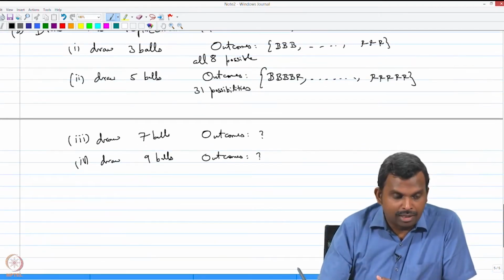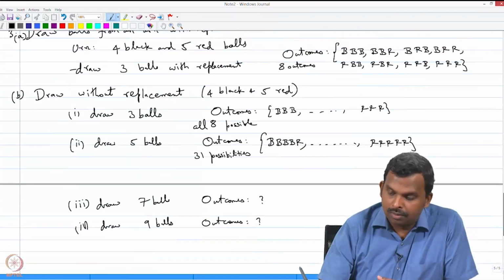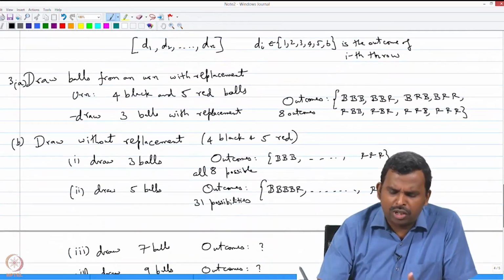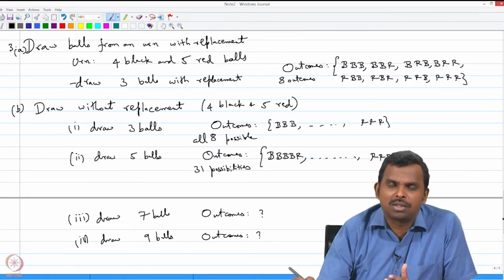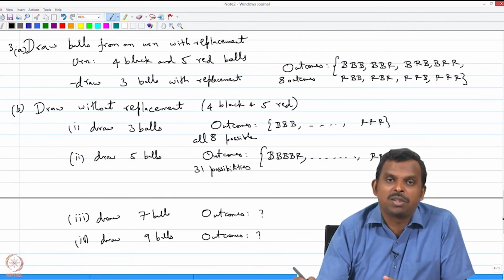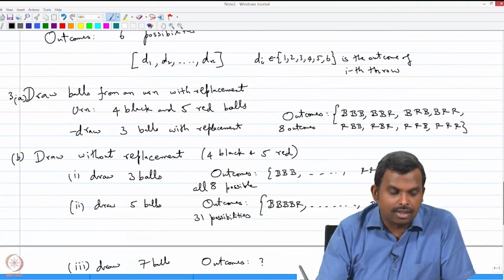The same thing happens in a pack of cards. The pack of cards is even more complex. There are so many different possibilities. If you draw with replacement, without replacement, you'll have to think of all the different cases that can happen.